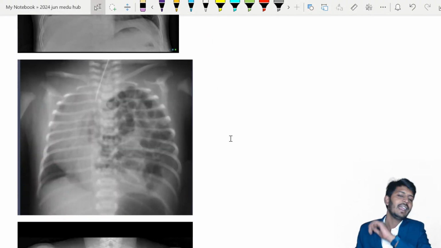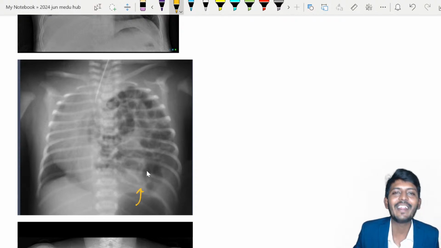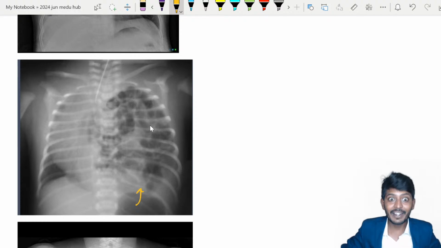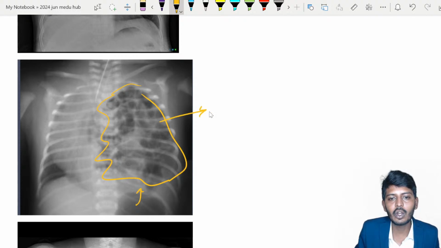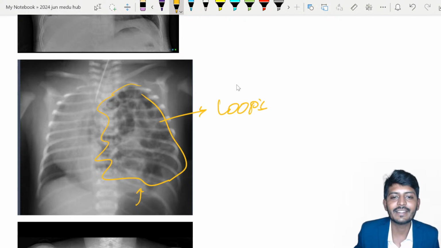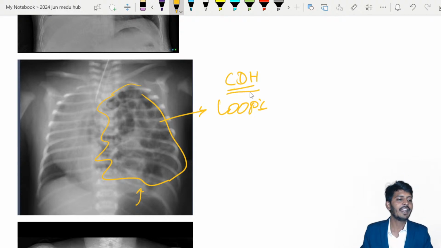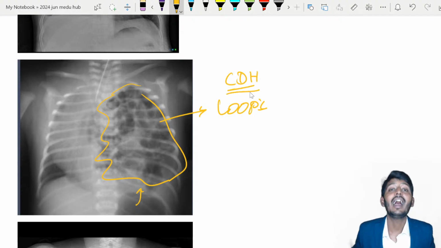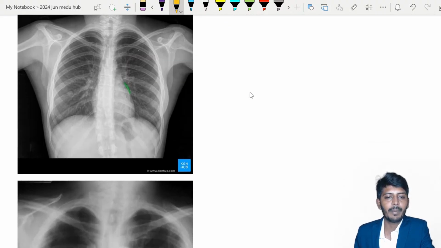So what is this image? You have noticed very clearly what has happened. All the intestinal loops have come into the chest. All this area you are seeing is intestinal loops only. If the loops are present in the chest cavity, we call it a congenital diaphragmatic hernia. Quickly comment, what is contraindicated for this patient?